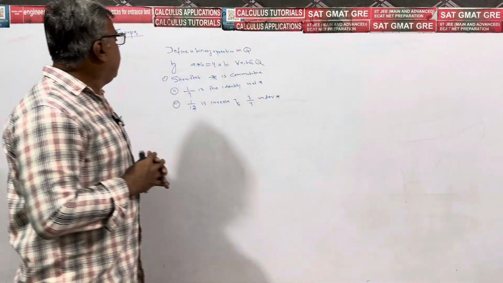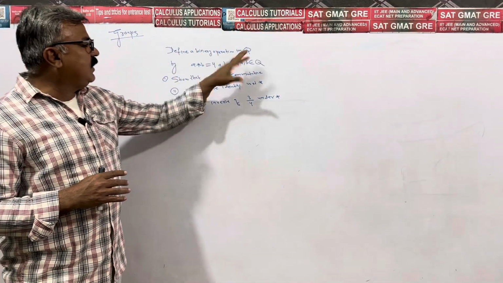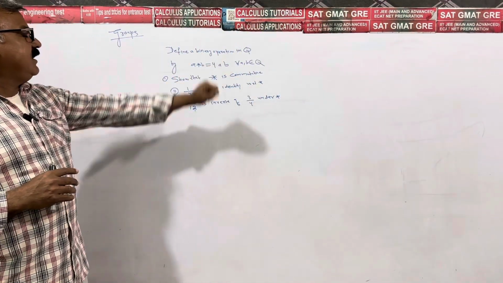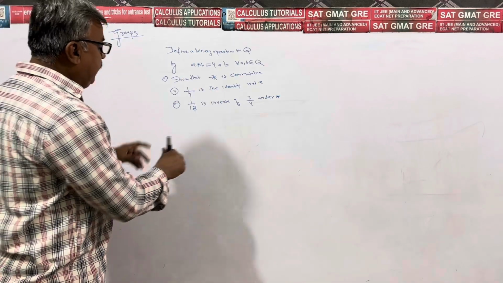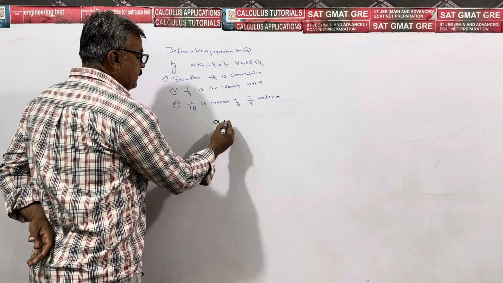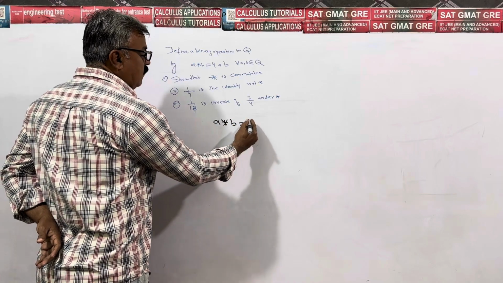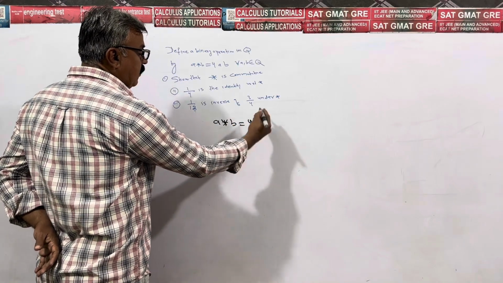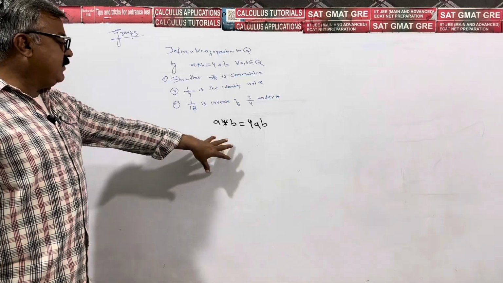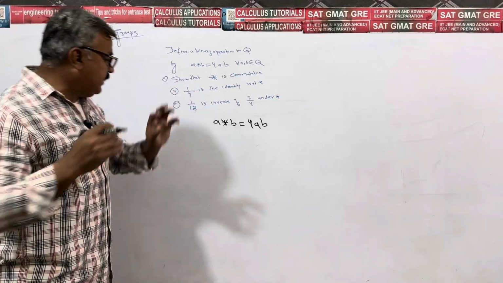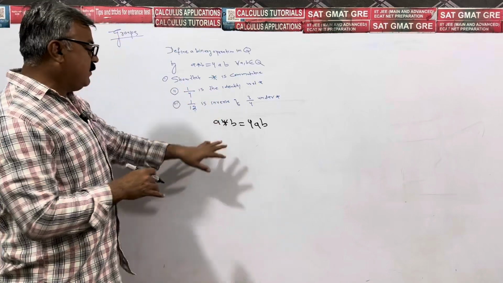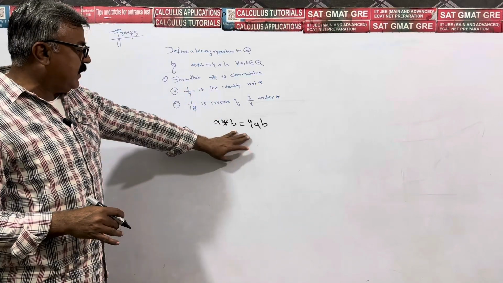Now, define a binary operation in Q. Q means rational numbers. How is the binary operation defined? A star B is equal to 4 times AB. Now it is given to us, and we have to follow this one, whether to find the inverse, the identity, or to satisfy the associative or commutative law.